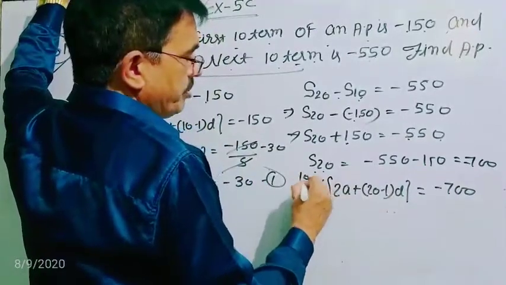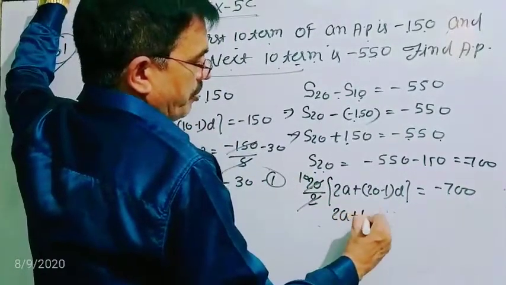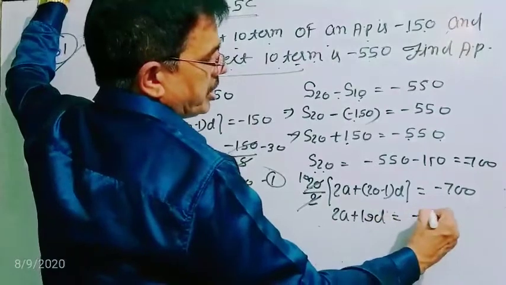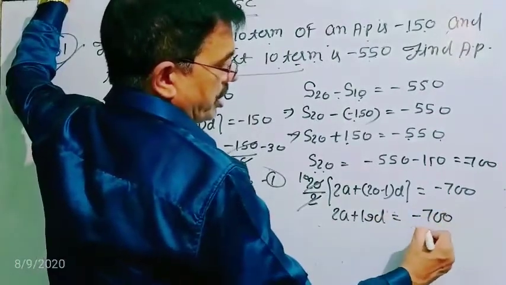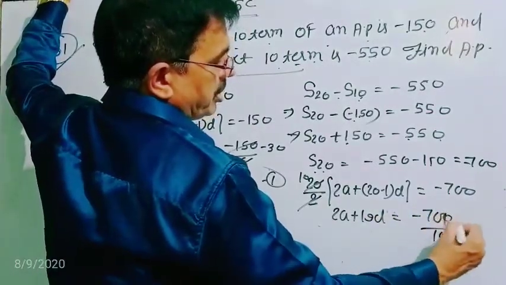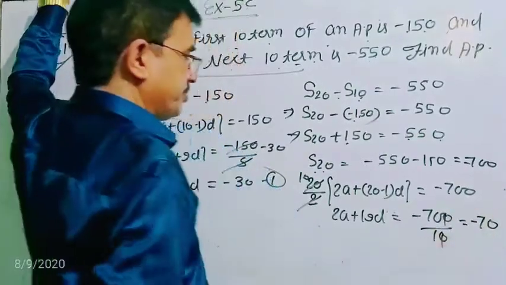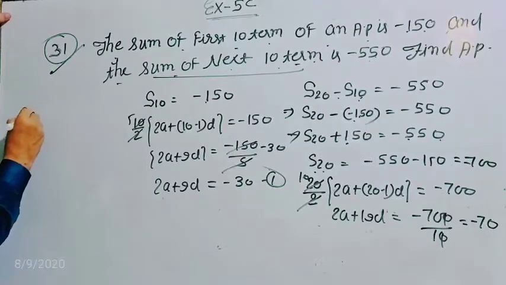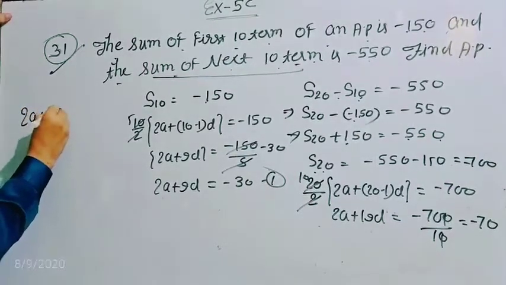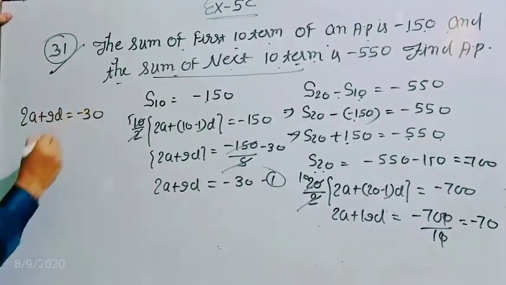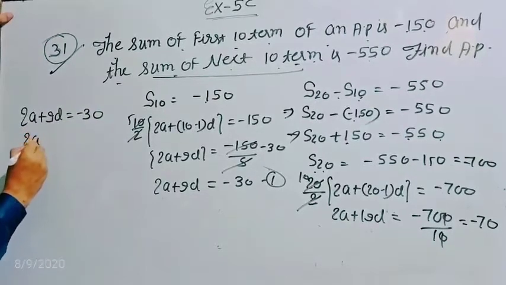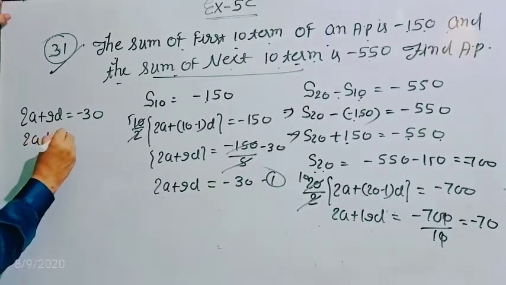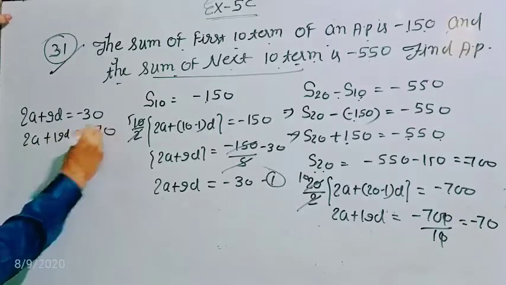It is divided 10 times. So 2a plus 19d is equal to minus 700 divided by 10, that is minus 70. Here there are two equations. First equation 2a plus 9d is equal to minus 30, and 2a plus 19d is equal to minus 70.